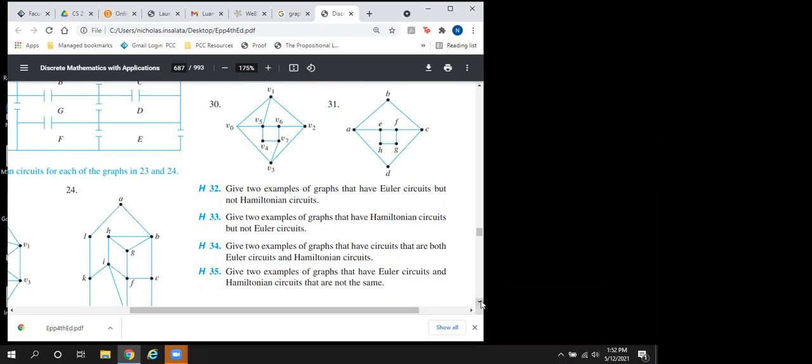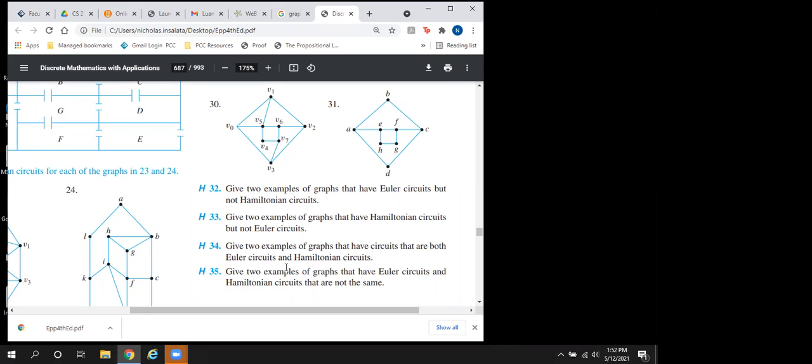So a good practice for you guys that I would recommend is these questions. Give examples of graphs that have Euler circuits but not Hamiltonian, or Hamiltonian but not Euler. Then examples that have both, and examples that have neither. Oh, no, I'm sorry, this one doesn't say neither. It has an Euler circuit and a Hamiltonian circuit, but they're not the same circuit, right?